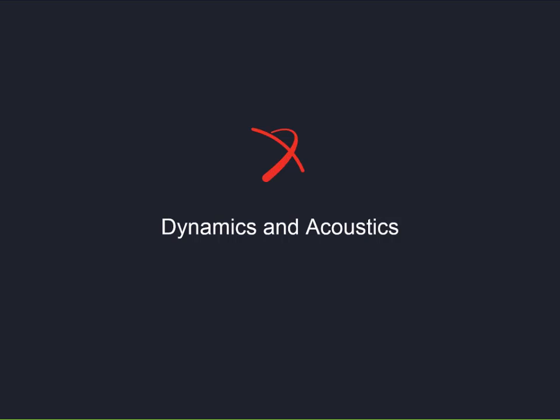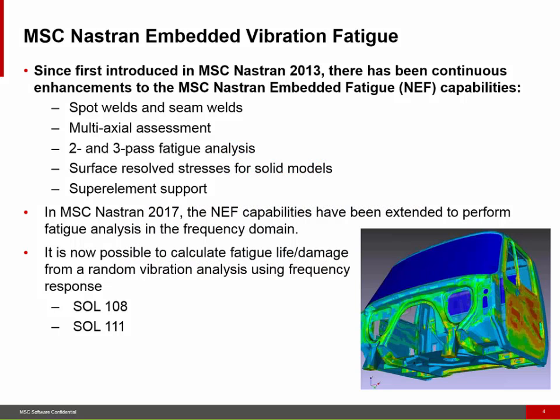So let's start with dynamics and acoustics, which is one of the core areas of MSC Nastran. Starting with the embedded vibration fatigue. MSC Nastran embedded fatigue, which is also called NEF, was first introduced in version 2013, and then it included stress and strain life methods, factor of safety, parallel processing, among many other things. Since then, we have added significant capabilities to the NEF, like spot welds and seam welds. We have multi-axial assessments. We have 2- and 3-pass fatigue analysis in order to make the turnaround time as short as possible for complex models and loading. We recently added surface result stresses automatically for solid element models, and we have also superelement support, for example.